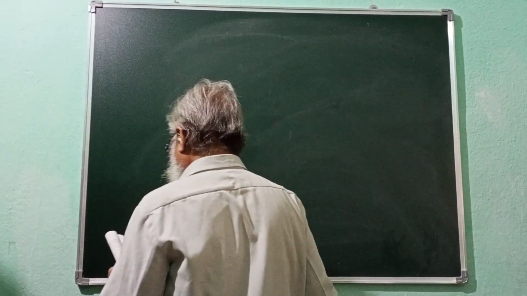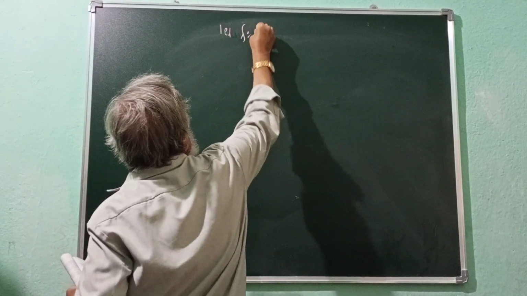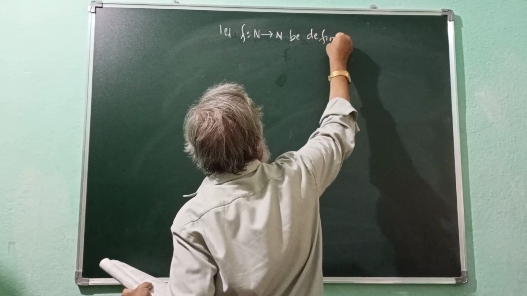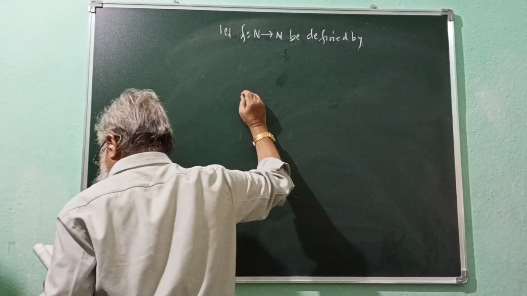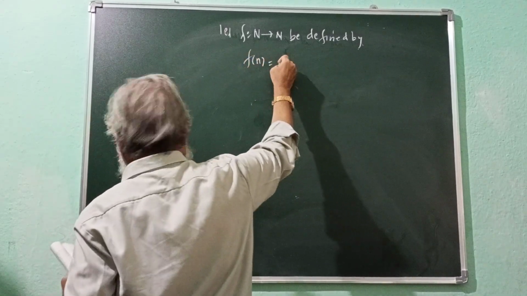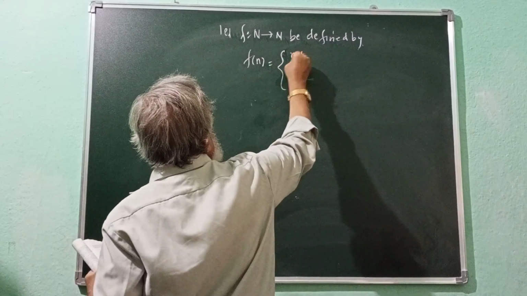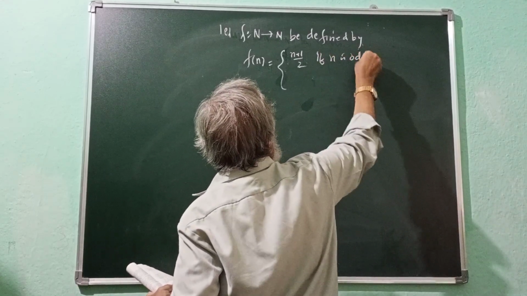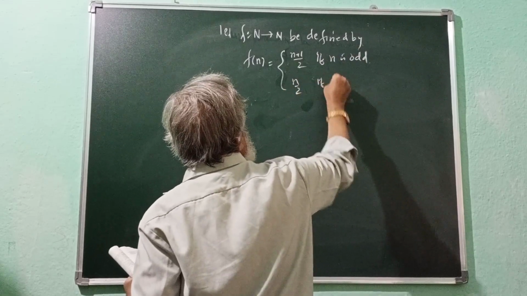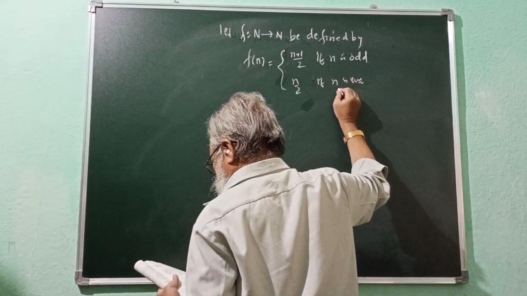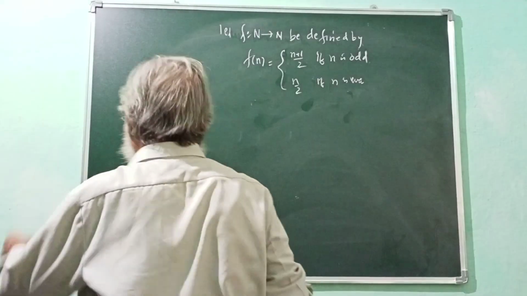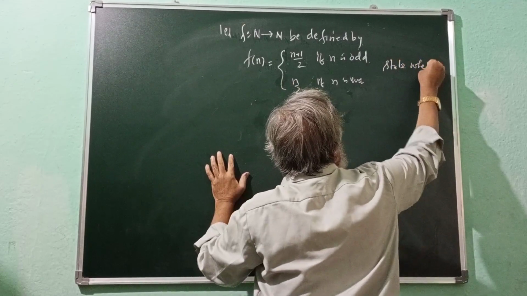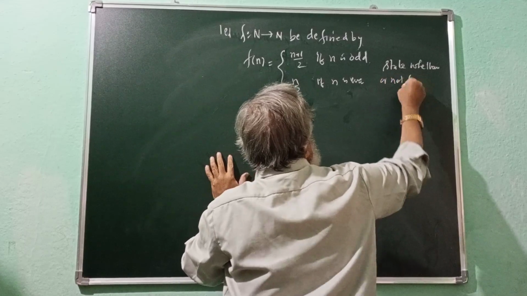Let f: N to N be defined by f of n is equal to (n plus 1) by 2 if n is odd, and n by 2 if n is even. State whether or not f is a bijection.